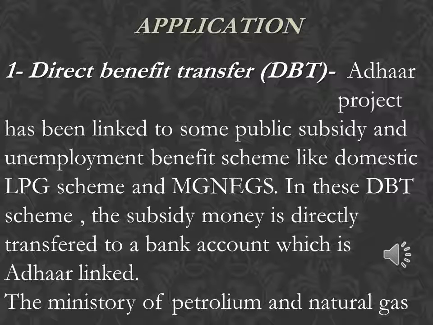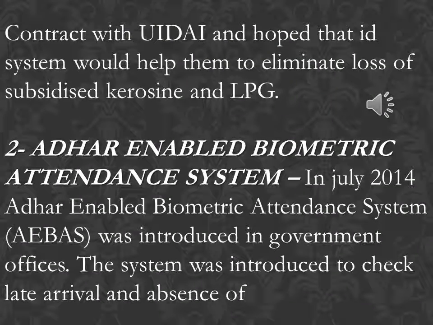Application. 1. Direct Benefit Transfer (DBT). The project has been linked to some public subsidy and unemployment benefit schemes like the Domestic LPG scheme and MGNREGS. In these DBT schemes, the subsidy money is directly transferred to a bank account which is Aadhaar linked. The Ministry of Petroleum and Natural Gas contracted with UIDAI and hoped that the ID system would help them to eliminate loss of subsidized kerosene and LPG.